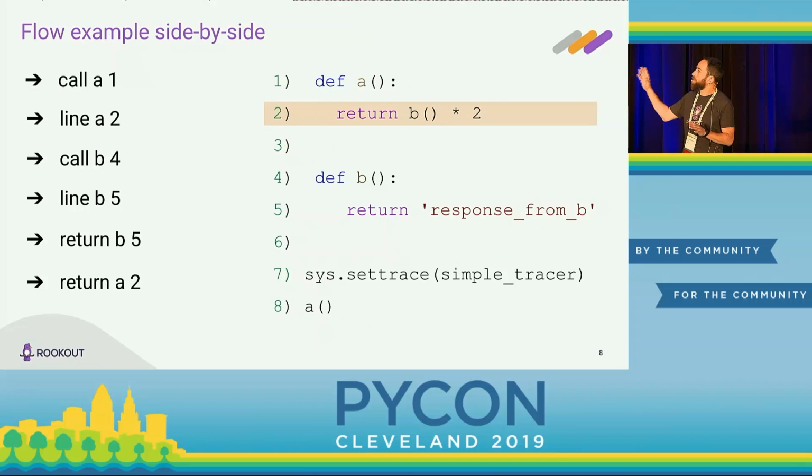So that's a very simple flow of what happens with the tracer. Every time a function is invoked, a line is executed, and the function is about to return, we get notified, as well as exceptions, which I've left out from these examples.